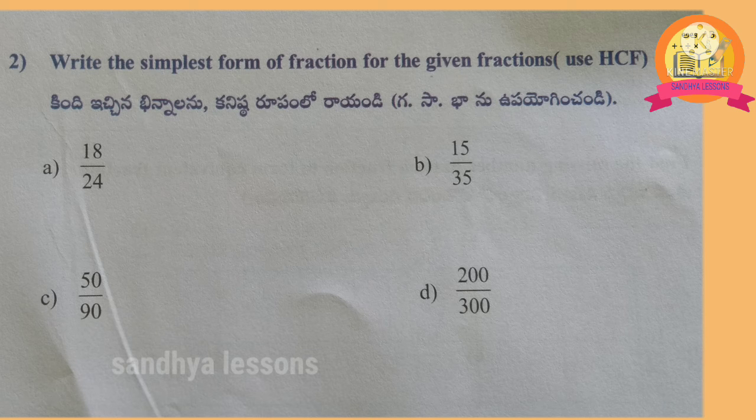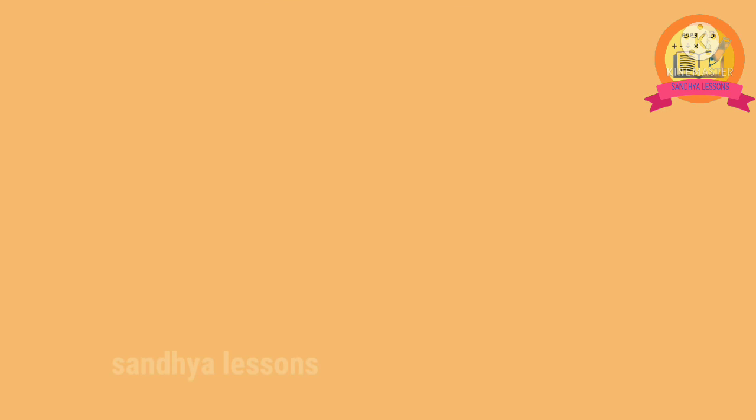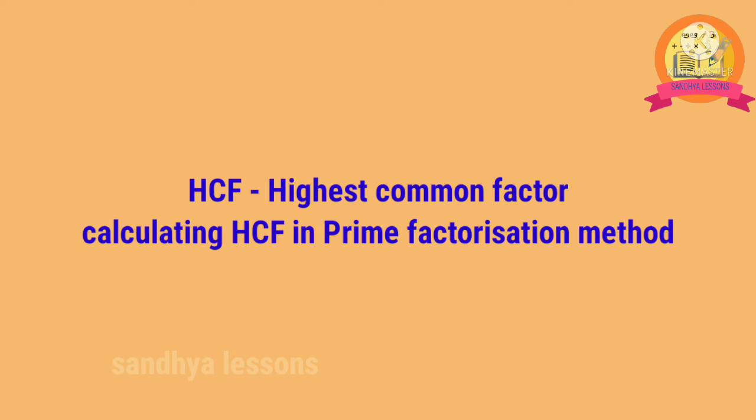Second Roman, write the simplest form of fraction for the given fractions. Use HCF. HCF means highest common factor. Calculating HCF in prime factorisation method.